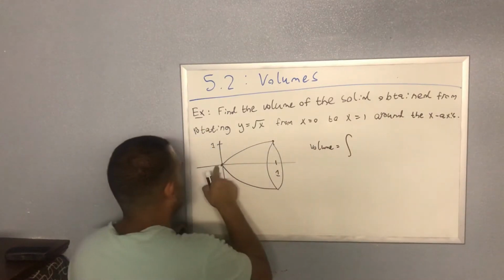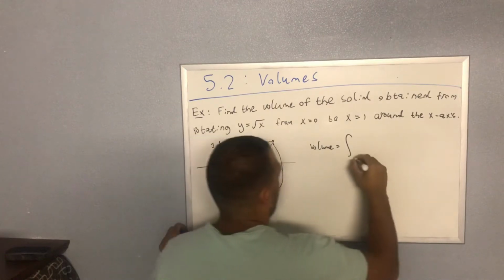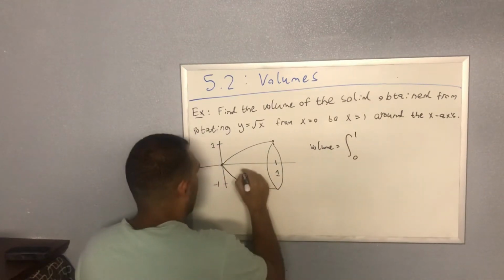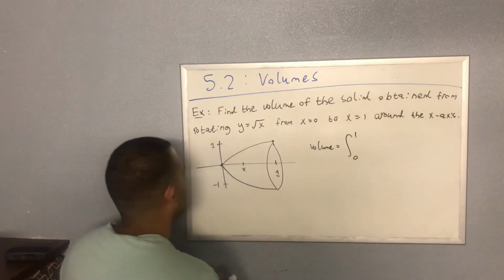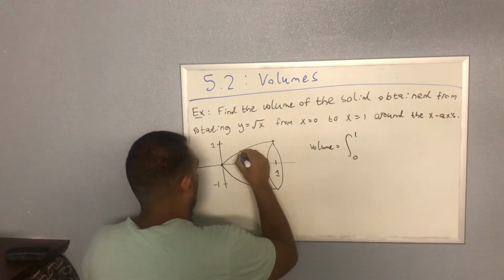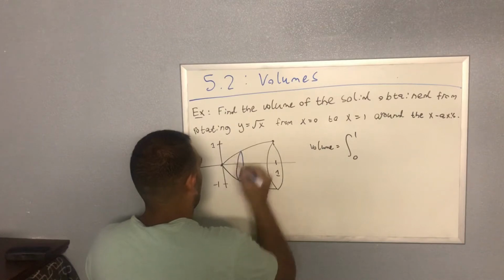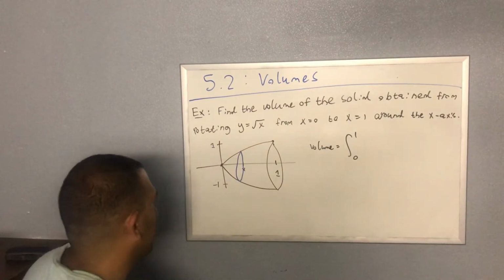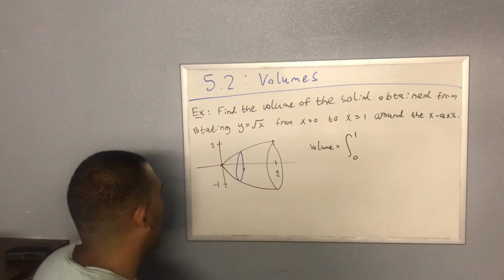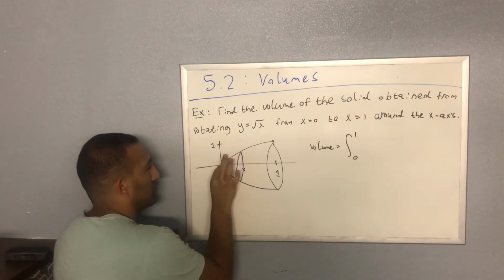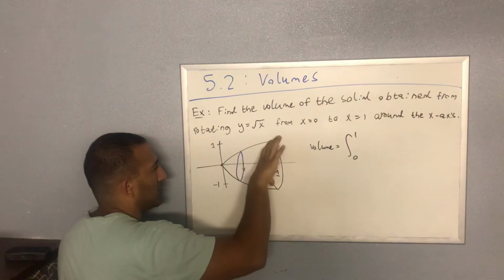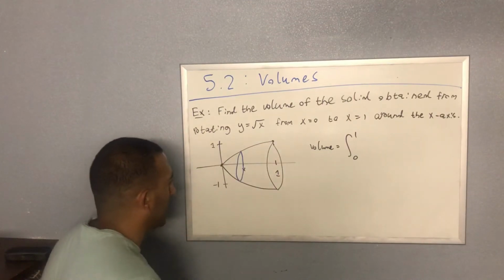So we're going from 0 to 1. And then if I pick a random point x, what does a cross-section look like? It looks something like a circle, basically, just like the sphere. As you get close to this point, the circle will just become a dot, and as you get here, the circle will be this whole big thing here.